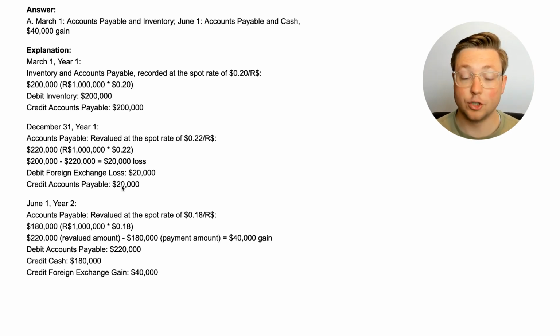And then finally, on June 1st, year 2, the actual payment date, on that date, you have to revalue as of the spot rate, which is 18 cents per real. So $180,000. You take the $220,000 that you were expecting on December 31st, subtract the $180,000 that you're actually paying. So there's actually a $40,000 gain because you're paying $40,000 less than you were expecting. So you have to debit accounts payable, the full $220,000 so that you just completely get rid of it. You credit cash for $180,000 because that's how much you actually paid. And you credit foreign exchange gain for the $40,000 of a gain that you weren't expecting to have as of December 31st.